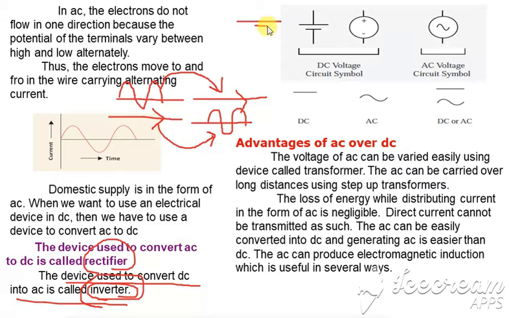So DC we consider only battery, with plus or minus, here also plus or minus, this is DC, and DC is denoted by a straight line. Then this is for AC. So for AC, the sine wave inside is the AC voltage circuit symbol, and this is AC. Here this and this can be either DC or AC, direct current or alternating current.